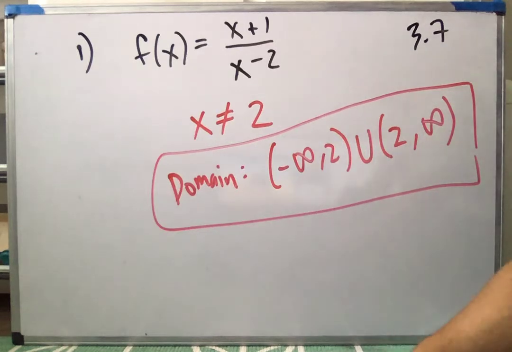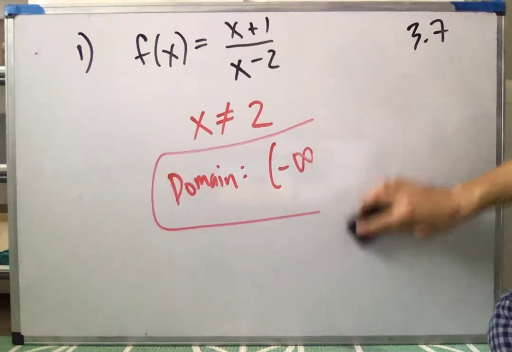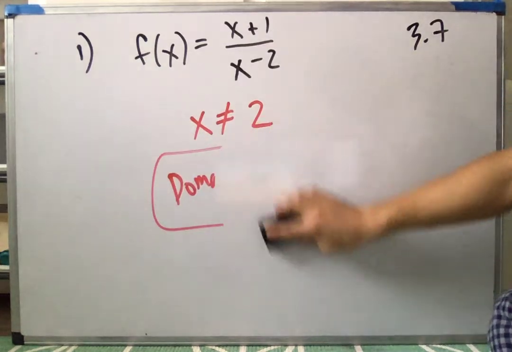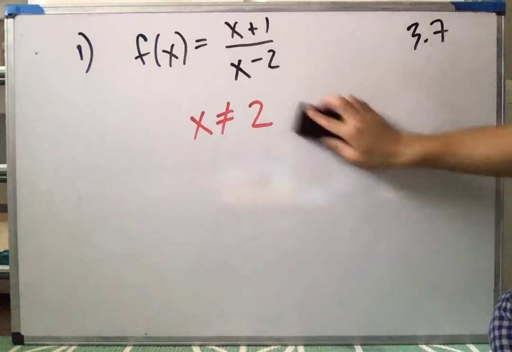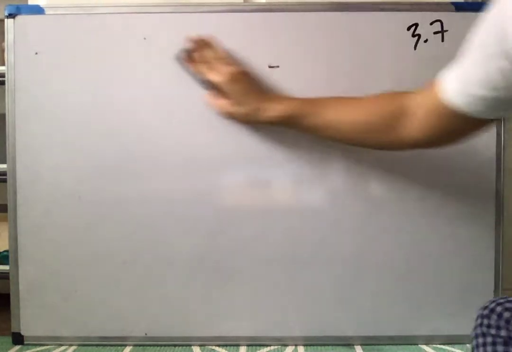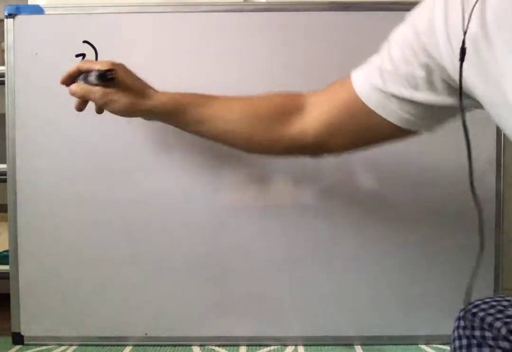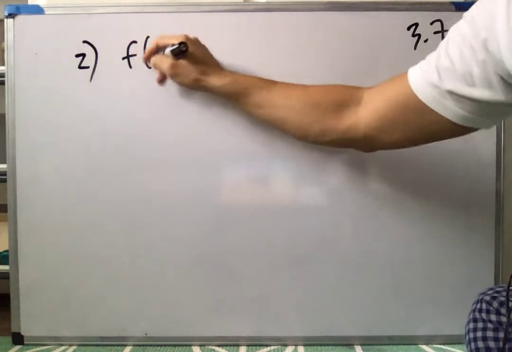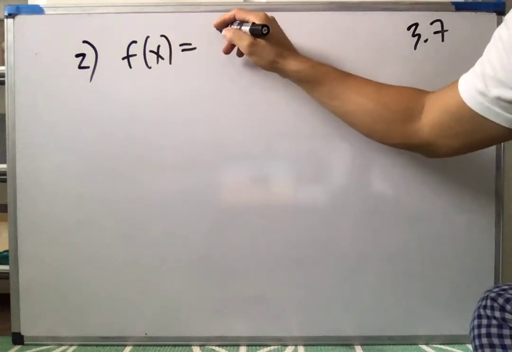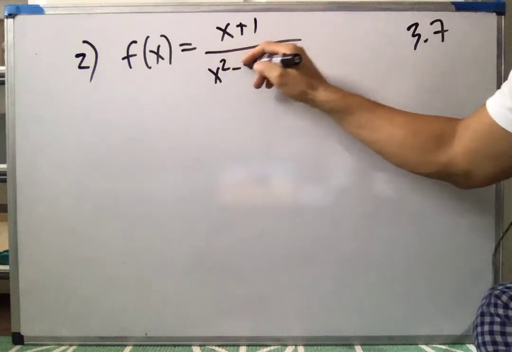Okay, easy. Let's go on to number 2. Oh, as far as necessary restrictions, in this case, there are no necessary restrictions because it's already included in the original function. I'll tell you what I mean when we get to a question that has necessary restrictions, and I'll show you the distinction. This one, number 2, is actually going to have some. It's x plus 1 over x squared minus x minus 2.